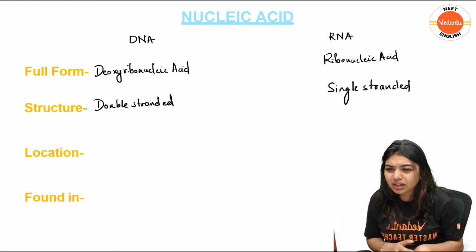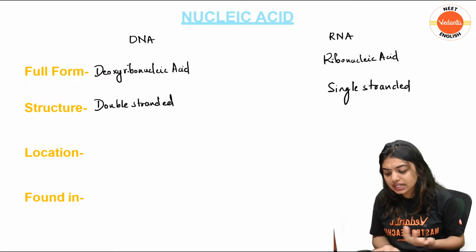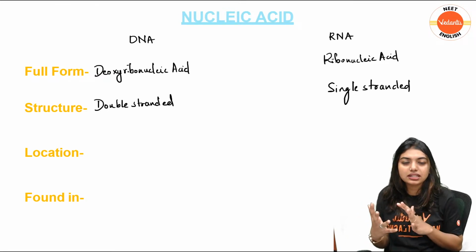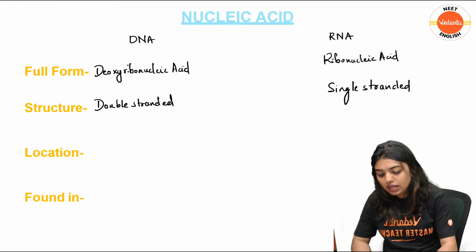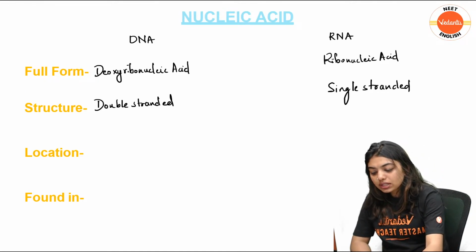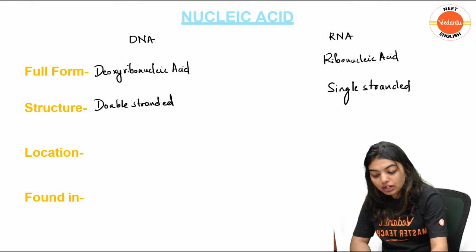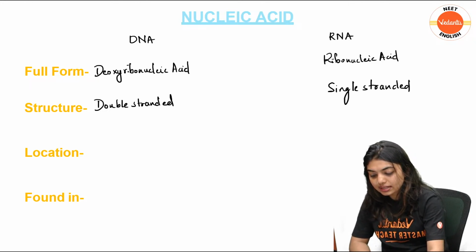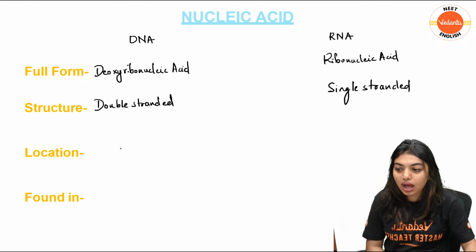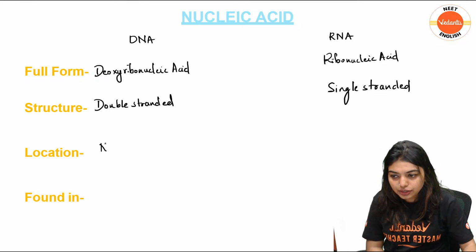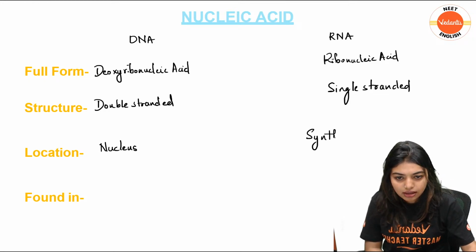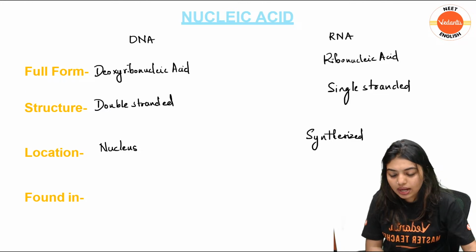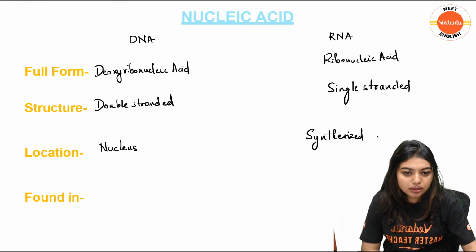Then students, location. Where are DNA and RNA present? DNA and RNA will be present in the nucleus of the cell. Even though the synthesis is happening somewhere, the production will happen in the nucleus. So DNA is in the nucleus, no doubt in that. But your RNA is synthesized and stored in the cytoplasm.